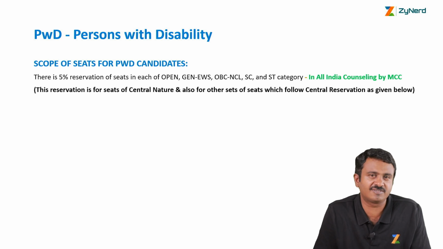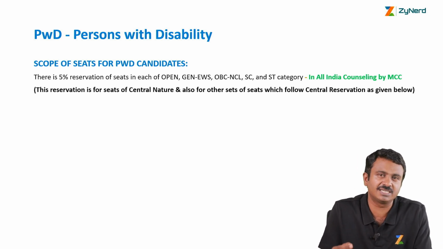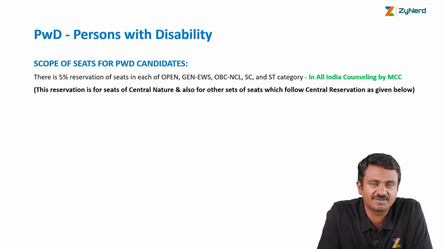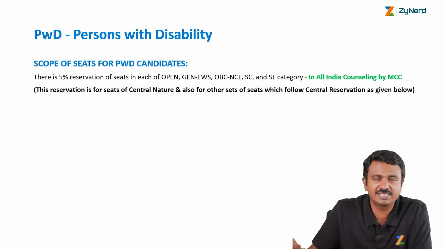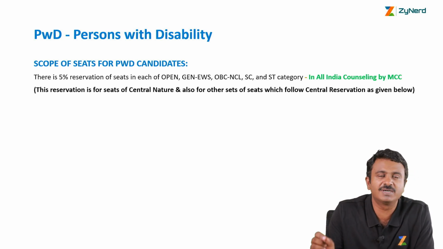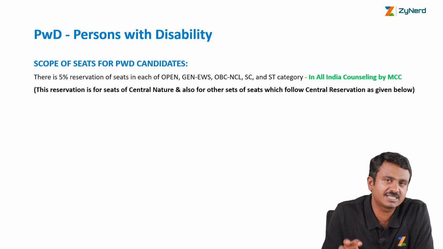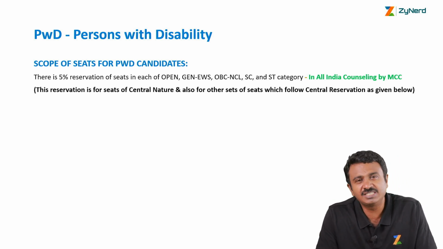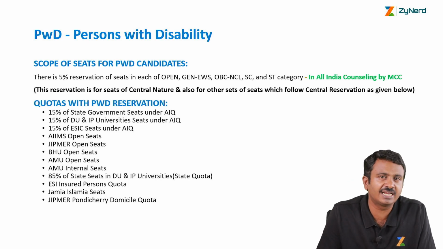What does horizontal reservation mean? First, there is a vertical reservation where seats are split as per percentages based on the central reservation. Like open is these many seats, EWS is these many seats, and so on till SC, ST seats are split. After that, within each category, there are 5% seats which are reserved for PwD candidates. This is the horizontal reservation of PwD. Whichever set of seats follow a central reservation or are central in nature have this reservation.